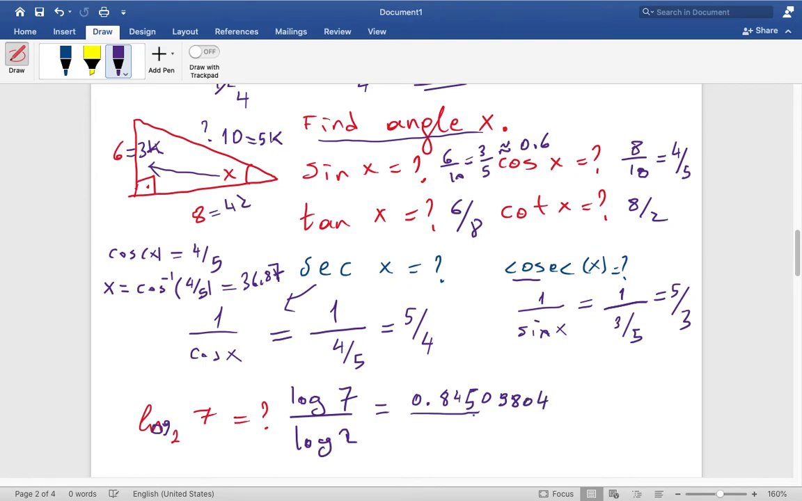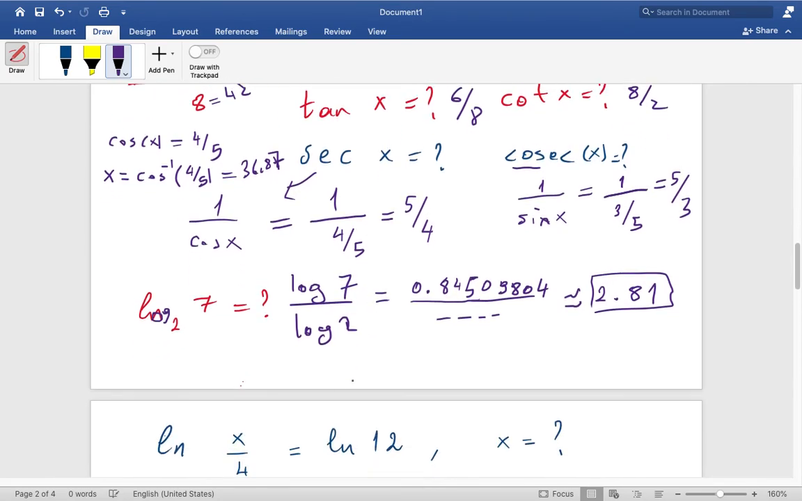It equals 0.84584509804. But by the way, no need to write this. Just let me use the calculator directly: log 7, close the parenthesis, division, log, open the parenthesis, 2, and close the parenthesis, and the result comes out directly: 2.8073, so I can say that this is approximately 2.81. That's it. No need to do numerator and denominator separately. Let us write in the calculator log 7 divided by log 2.